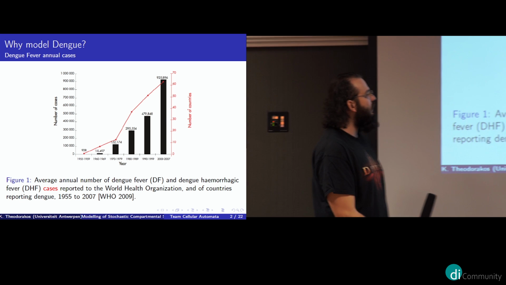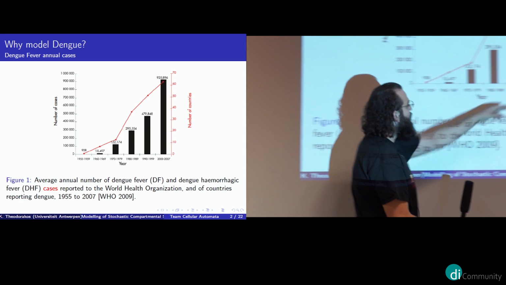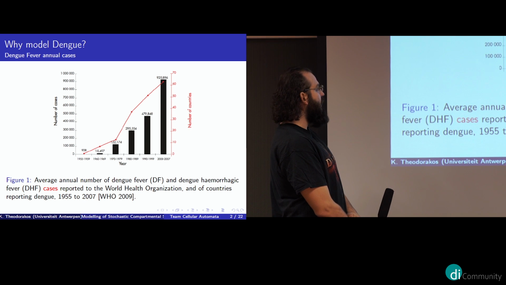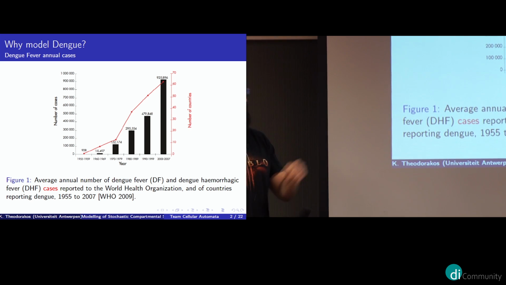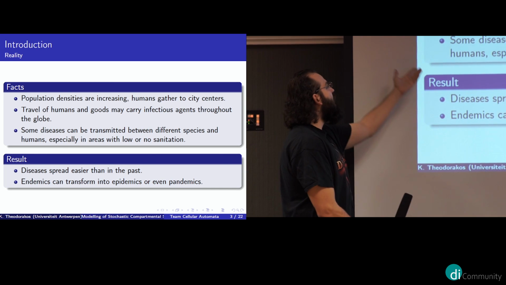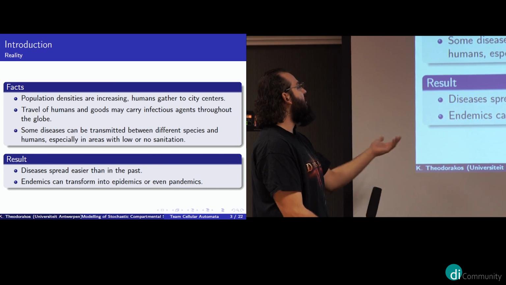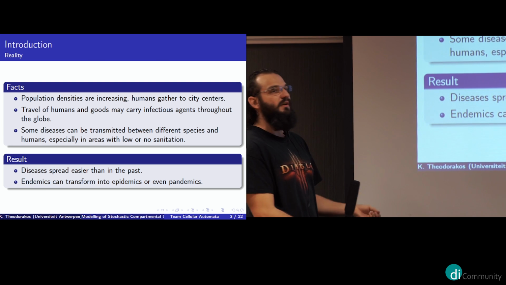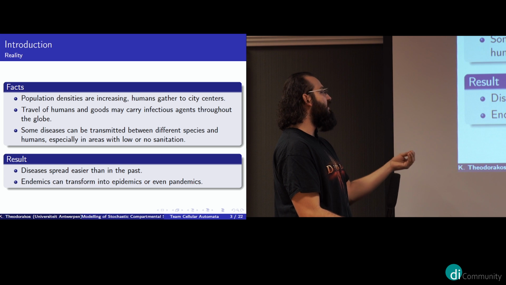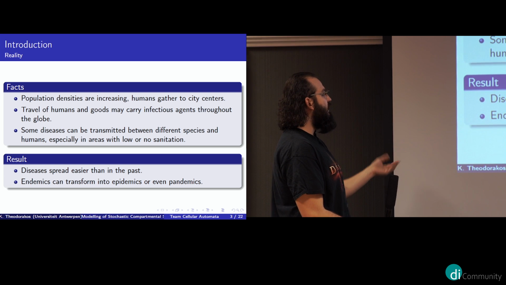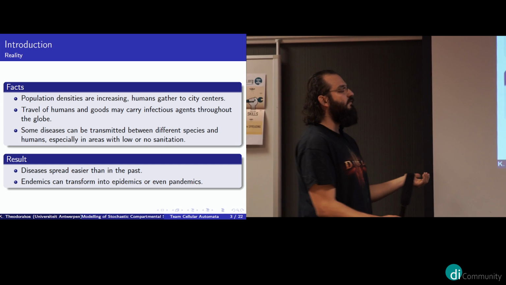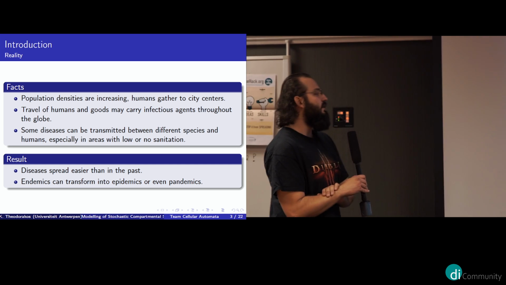So, why model dengue? As we can see, as the decades pass, the annual cases of dengue fever increase by a lot. Population densities are increasing. Humans and goods may transfer eggs or mosquitoes themselves. Disease can be transmitted between different species, and because of easier travel, disease can spread more easily.